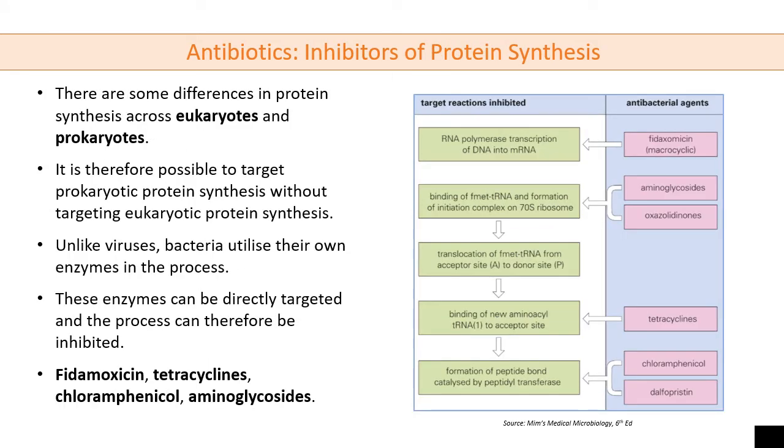And this is what we have on this slide. So as we've said, protein synthesis occurs in bacterial cells and eukaryotic cells. However, it occurs in a different way. So the antibiotics that target protein synthesis specifically target protein synthesis in bacterial cells. And this is possible because the process is slightly different. There are slightly different enzymes used. The process overall is slightly different stage by stage, and therefore we are able to use antibiotics that specifically target protein synthesis in bacterial cells and not in eukaryotic cells.